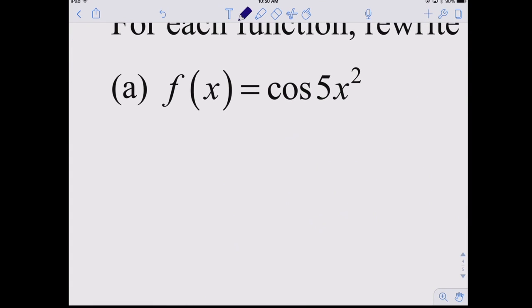All right. F of x equals cosine of 5x squared. What is the angle? Is it 5? Is it x squared? Is it 5x squared? Is it just 5x? How do we interpret that? Will we interpret it like this, or do we interpret it like this?